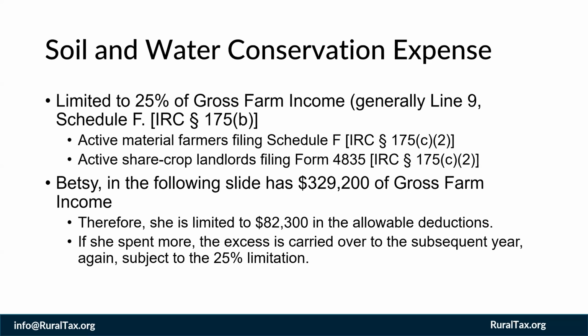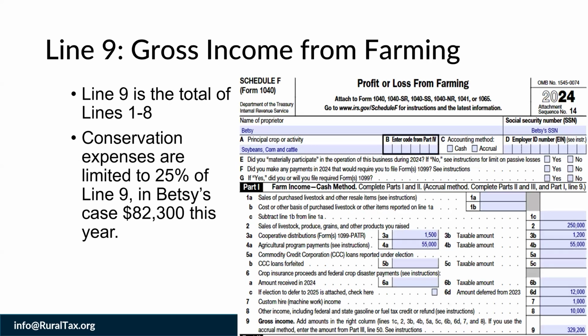And generally, these soil and water conservation expenses are going to be added to the basis of land unless we make a planning decision. We're going to do some soil and water conservation. Let's convert to a crop share for this year and then be able to deduct that. But anyway, again, our friend Betsy in the following slide, she's got the $329,000, as you can see here again. And so her conservation expenses for this purpose is going to be limited to 25% of line 9.